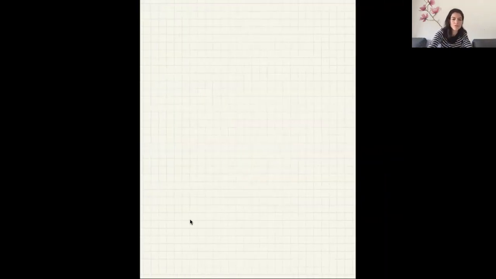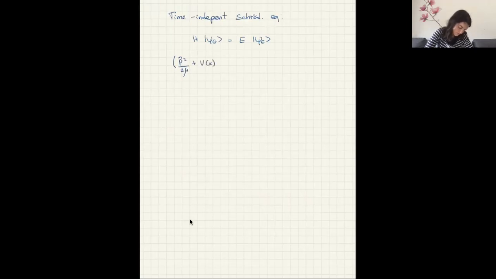Okay, so now how do we find them? So let's just write again the time independent Schrodinger equation, which is just the equation for the stationary states: H psi_E equals E psi_E. This is just what we did before, it's just a definition. So now let's just replace what this H is. It's p squared over 2 mu plus V of x, psi_E equals E psi_E.